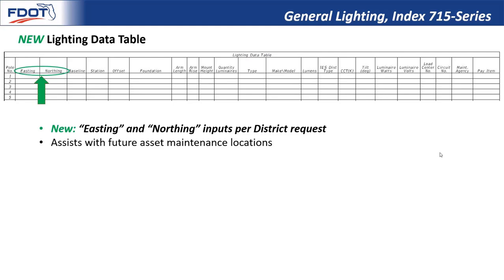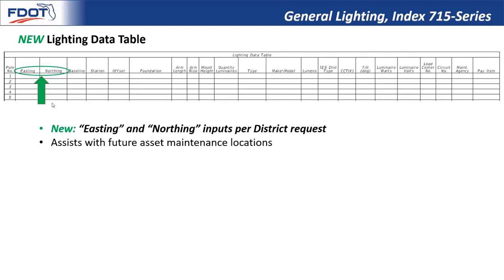And so the first column headings we'll take a look at are new easting and northing inputs as requested by the districts. It was pointed out that the typical baseline, station, and offset are getting to be a little bit old school, and that method of locating lights and poles may not be available in the future, particularly for those maintaining the lights in the future. So here we've added the basic easting and northing, and that assists with future asset maintenance locations.